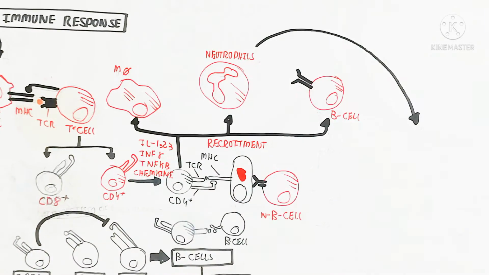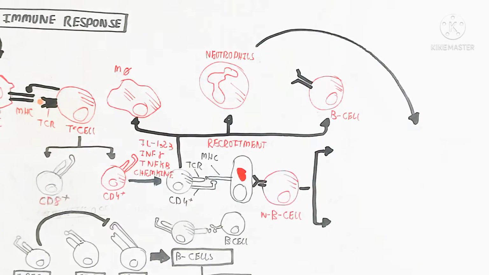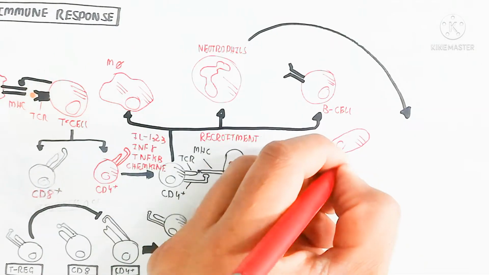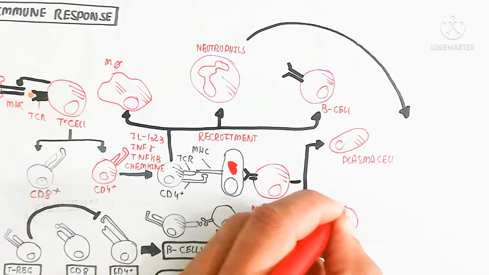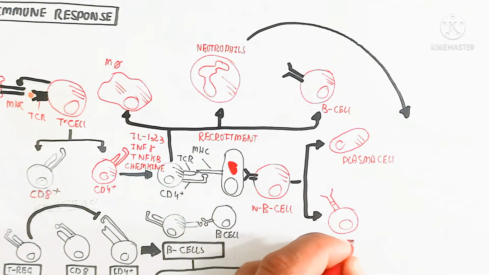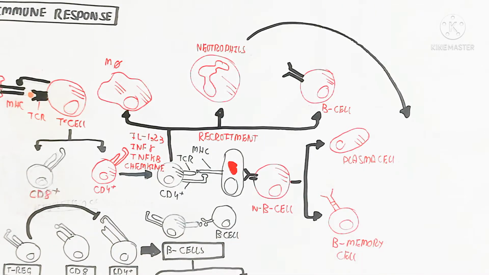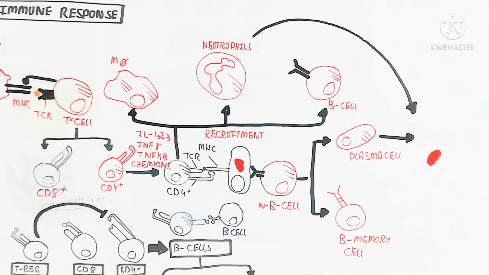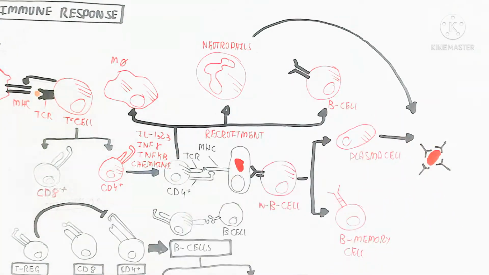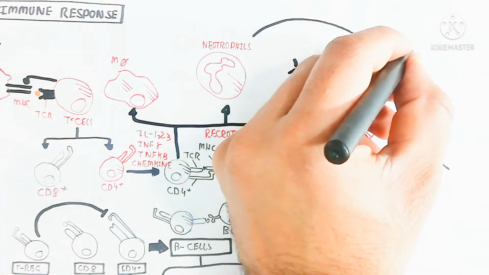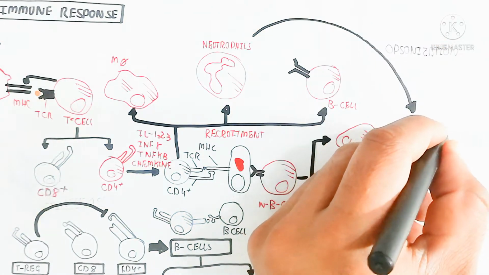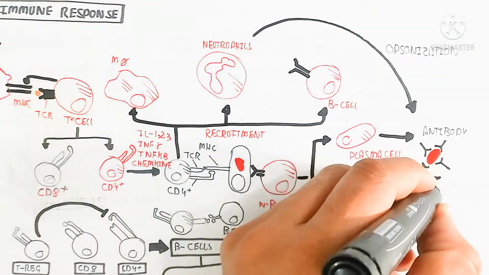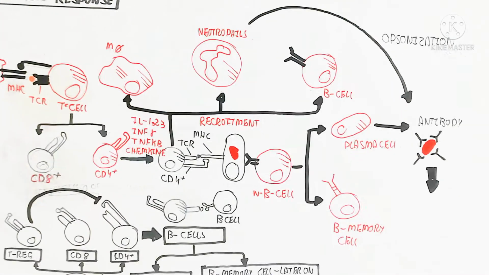This plasma cell opsonizes the antigen. After the opsonization, the neutrophil is recruited for endocytosis or pinocytosis, and in this way the macrophage will engulf the neutrophil, and the neutrophil will be neutralized and the macrophage will neutralize it. And in this way you can understand the simple mechanism of opsonization.